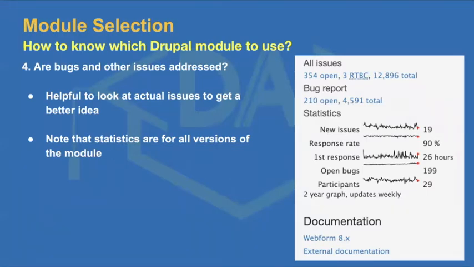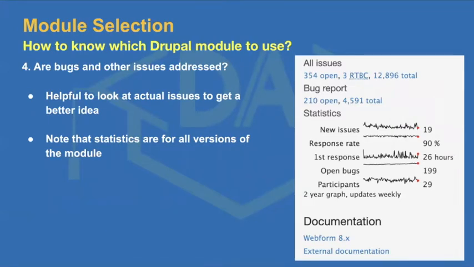The second thing to look at is the response rate. For every new issue that's raised, 90% of the time there is a response, someone is looking at it and engaging in a conversation. So to me, that says this is not only being maintained, but there is an active community around this module. If there is going to be a new bug, it will most likely be attended to by the Drupal maintainers, the Drupal community, which is great.